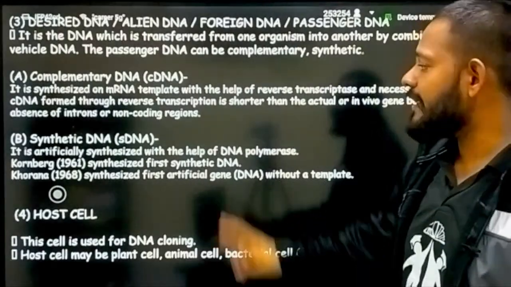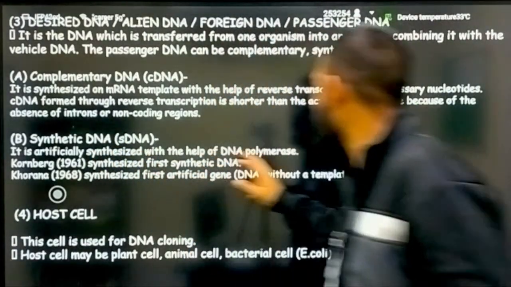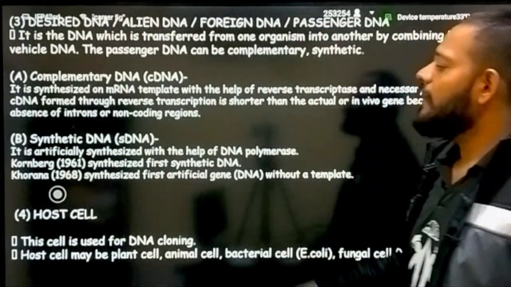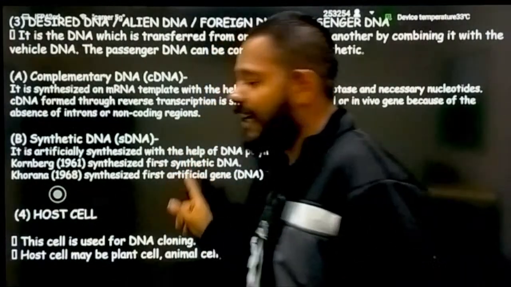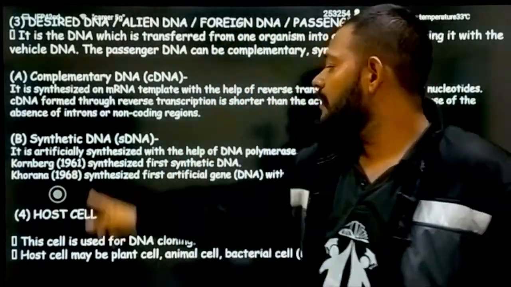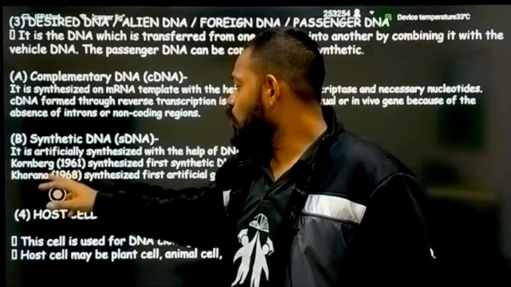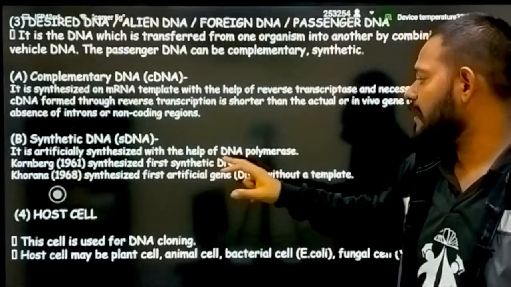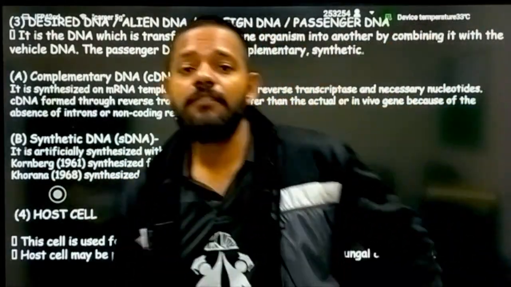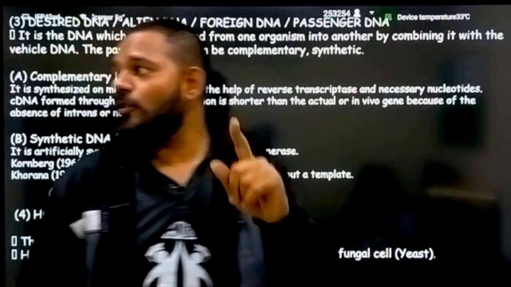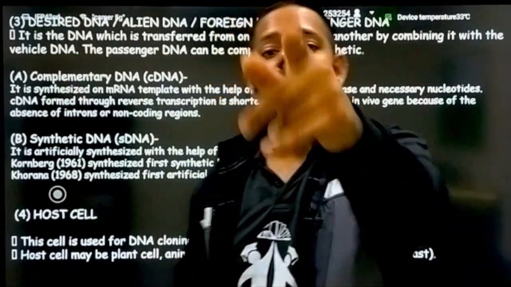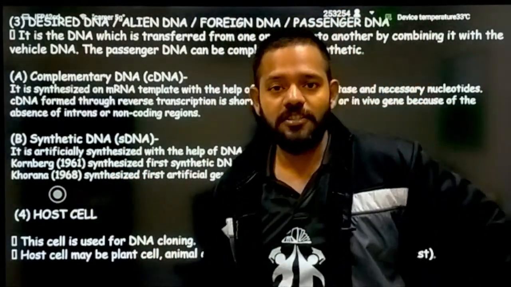Second is synthetic DNA. It is artificially synthesized with the help of DNA polymerase. The first synthetic DNA was produced by Kornberg in 1961, and Khorana in 1968 synthesized the first artificial gene without a template.